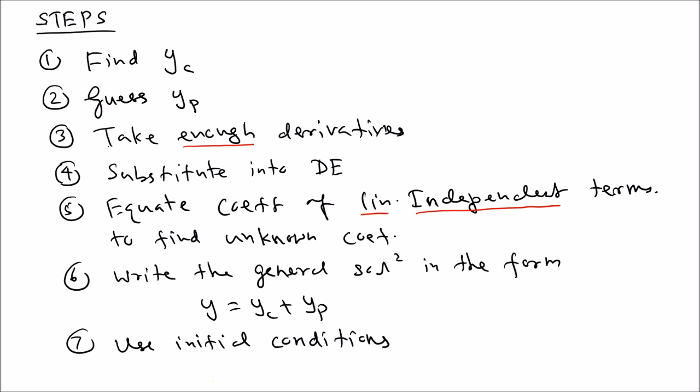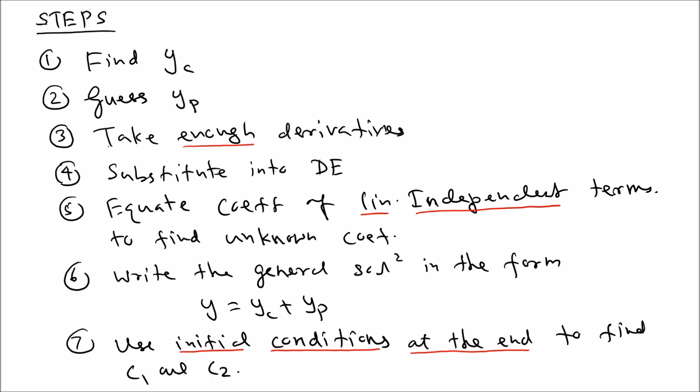Use initial conditions at the end to find C1 and C2. So that's what we do at the end. So that's the last step. Initial ones we use at the end. So, okay, those are the steps to solve a problem using the undetermined coefficient method.